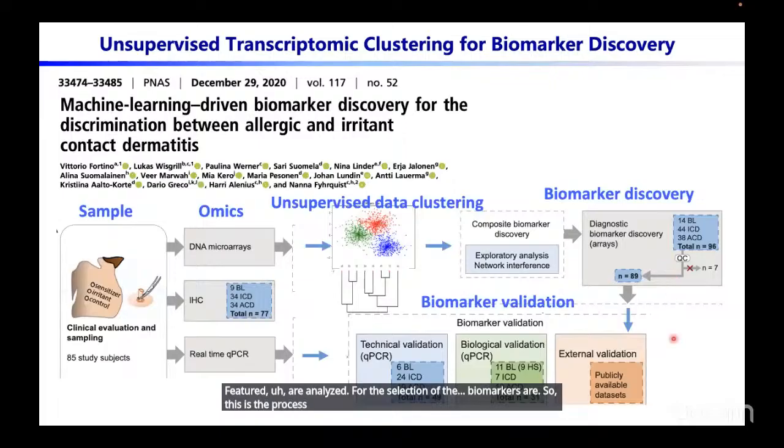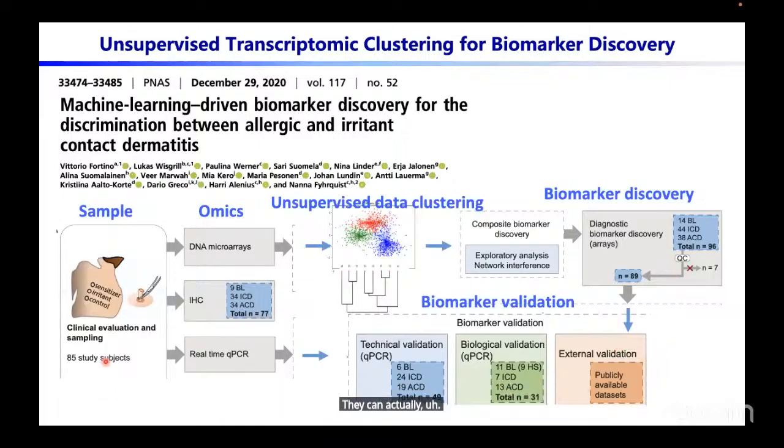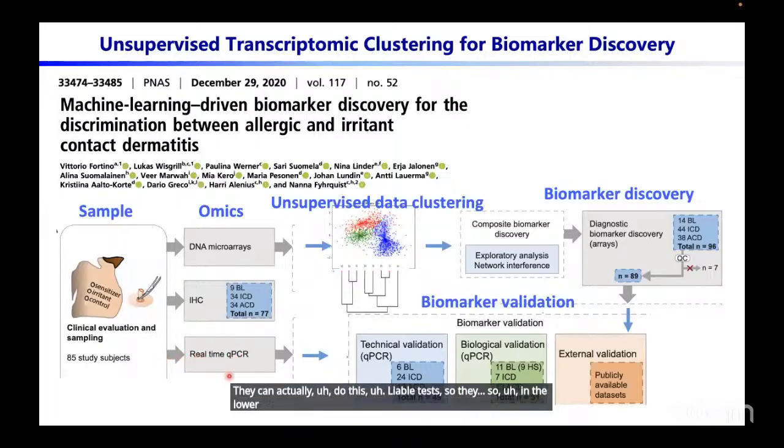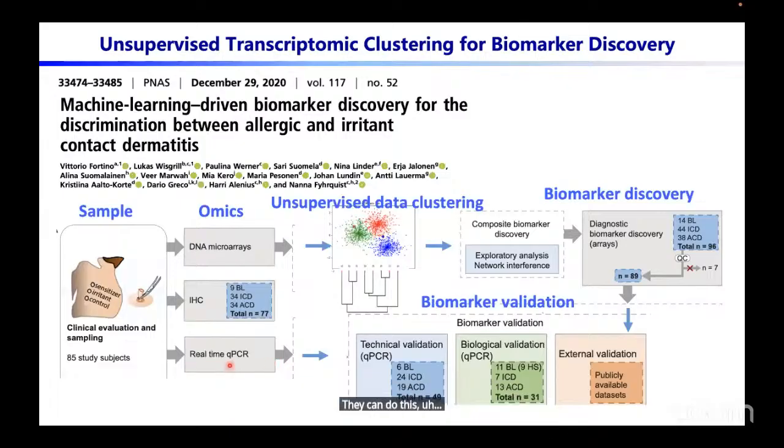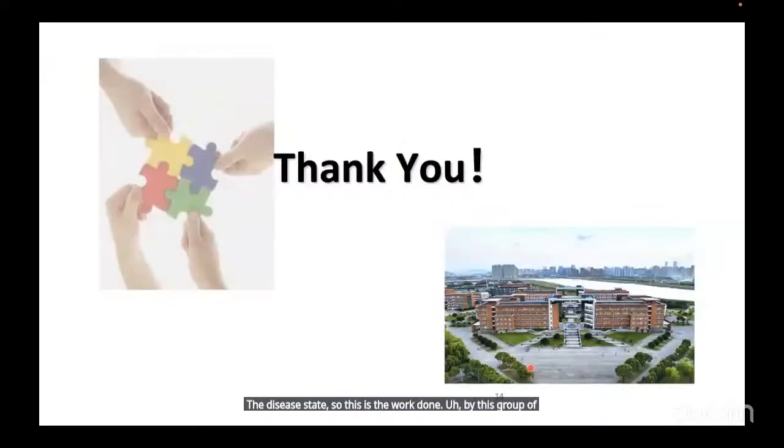After the selection of the biomarkers, they can do this lab test. In the lower part you can see they can do real-time PCR to focus on those biomarkers and see whether or not they can really distinguish the disease state. So this is the work done by this group of people. Okay.